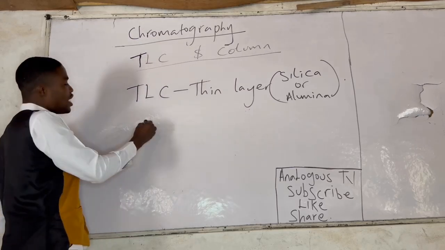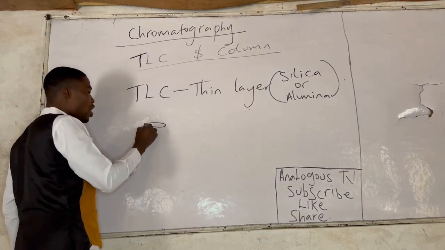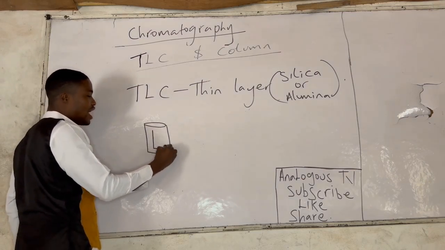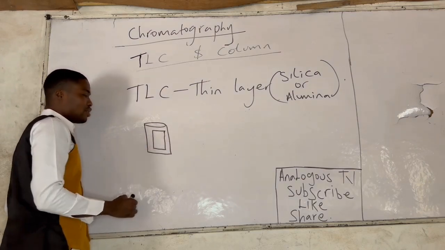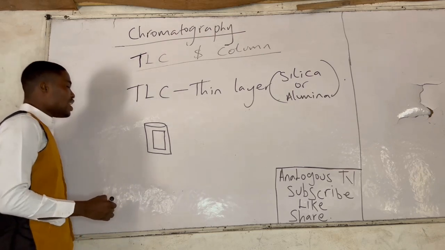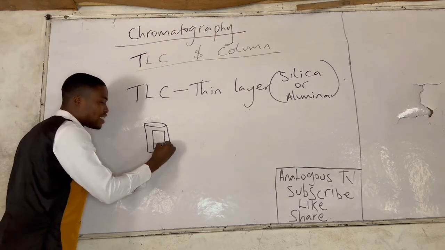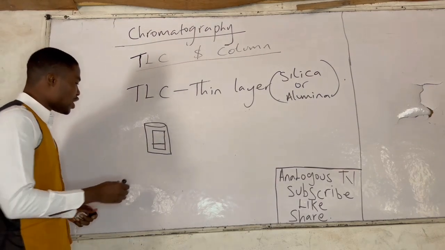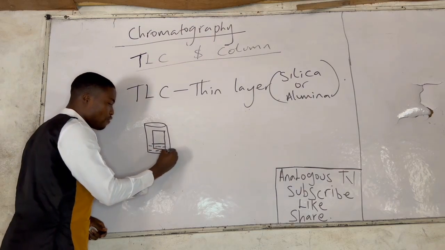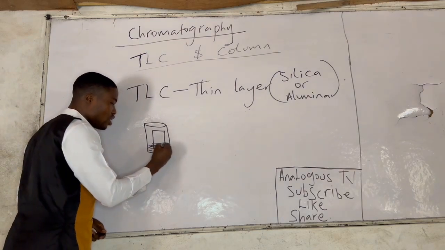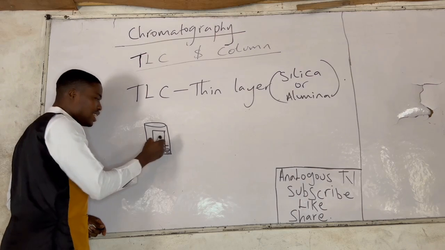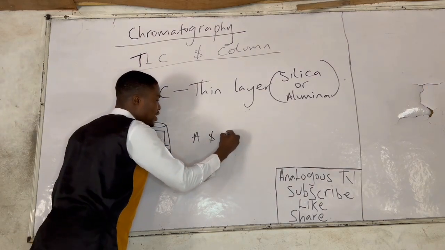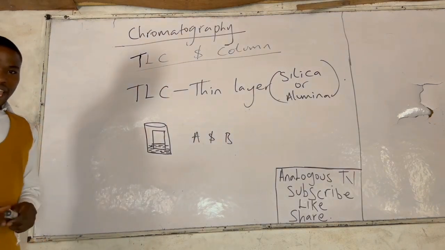Now, in TLC, I can have a test tube or a beaker, as the case may be. Then I'll put my thin layer material made of silica or alumina. Now I'm going to draw a line on the thin layer. When we draw a line, we put the solvent, which is the mobile phase, just below the line on the TLC. Let's say we have to separate A and B.